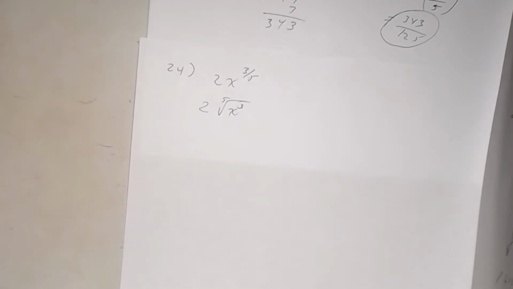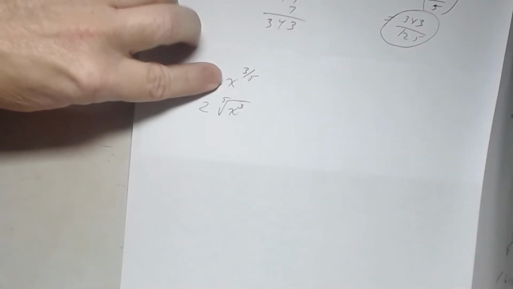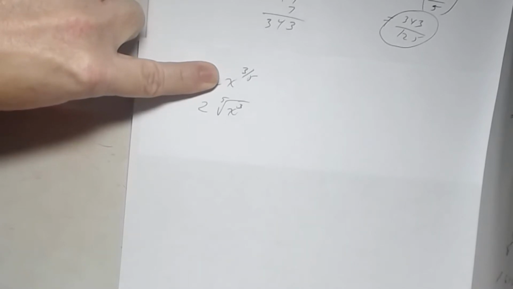The only thing being raised to the 3/5 power is x. So if you need to cover that 2 up, there's a 5th root of x cubed, and then the 2's on the outside. There would have been parentheses in the problem if you would have wanted the 2 raised too. Yes. Alright.